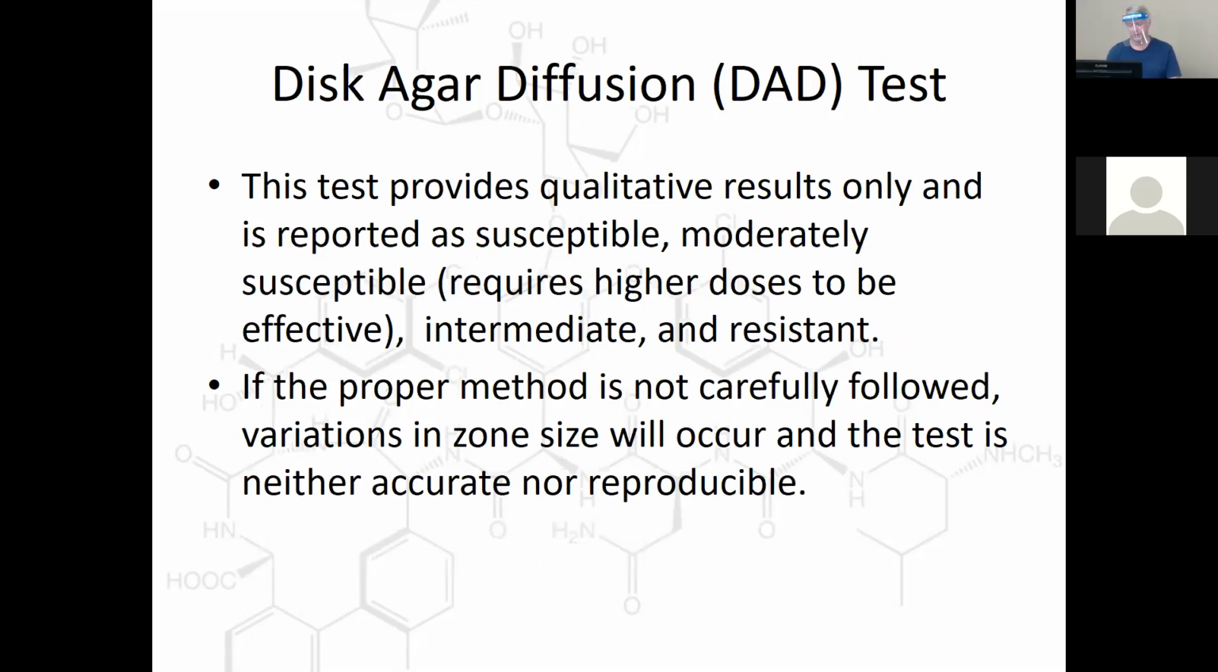So the disc agar diffusion test provides qualitative results only and is reported as susceptible, intermediate, or resistant. And we said hold off on the intermediate, right? We said that's just an unknown area if you find that. And if the proper method is not carefully followed, variations in the zones will occur and the test is neither accurate nor reproducible.